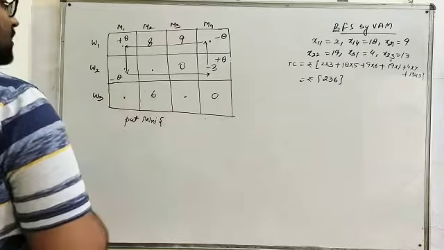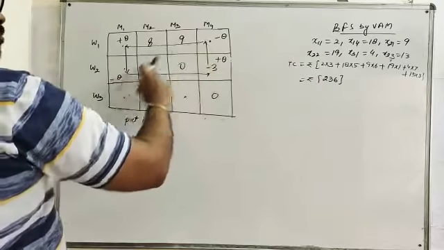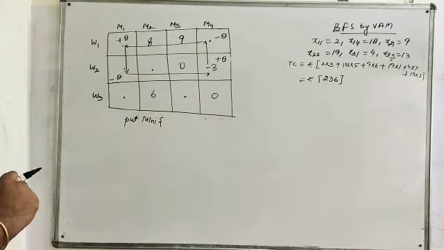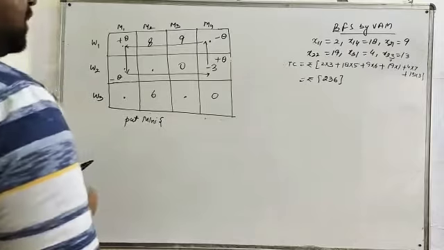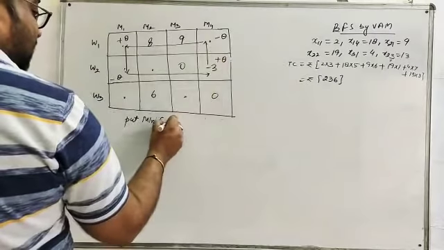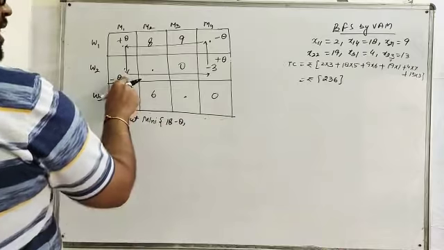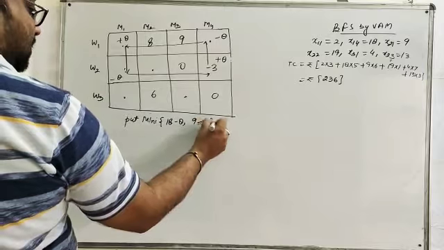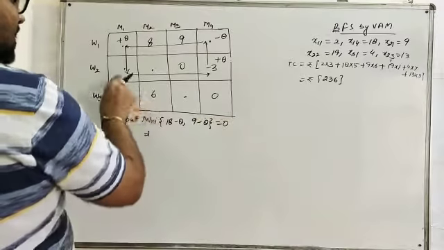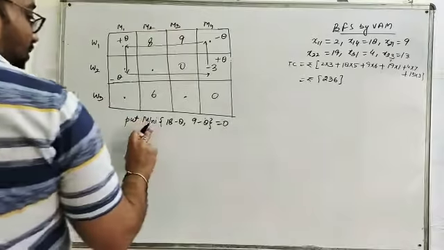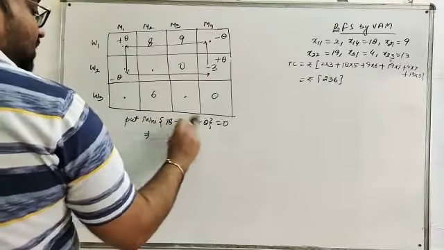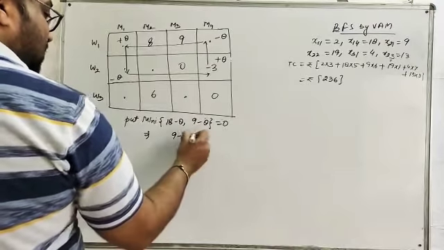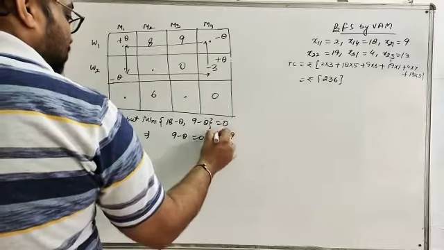minimum of theta. Minimum of theta means minus theta, that is these two minus thetas, and what were the entries on these two particular places. At this place the entry was 18, that is 18 minus theta, and at this place the entry was 9, that is 9 minus theta, which is equals to 0. These entries are in the BFS table. So from here what is the minimum, 18 minus theta or 9 minus theta? 9 minus theta should be minimum. 9 minus theta is equals to 0 or theta is equals to 9.